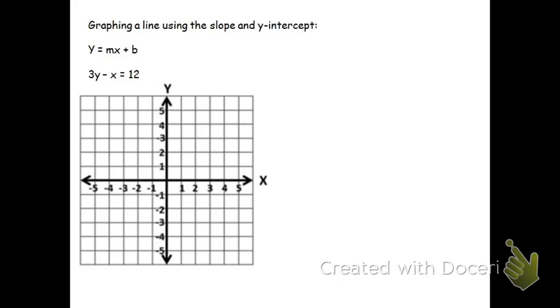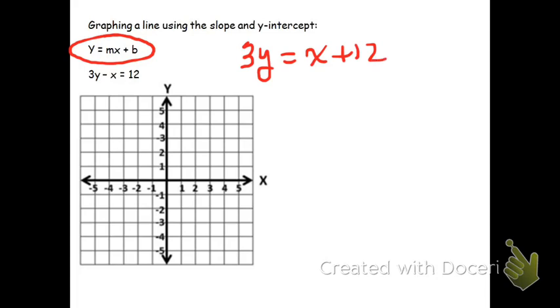Okay, this time we want to use the slope and the y-intercept to draw our line. So we can see here the slope-intercept form looks like this. So again, we have to solve for y. So getting y by itself, I'm going to add an x to each side. So I have 3y is equal to x plus 12. And then divide everything by 3.